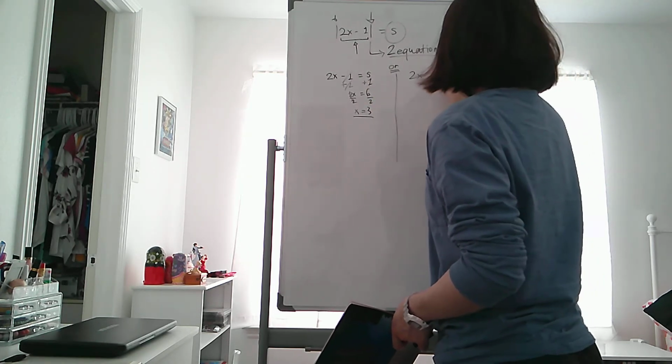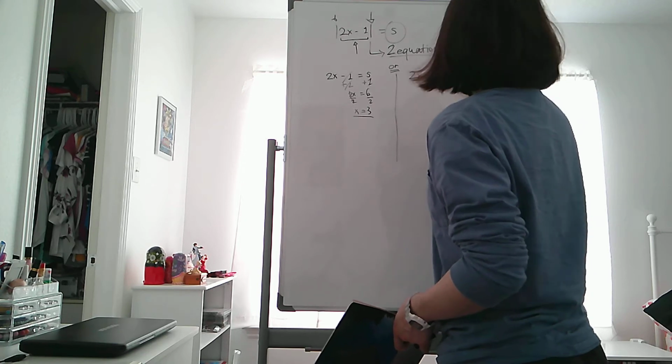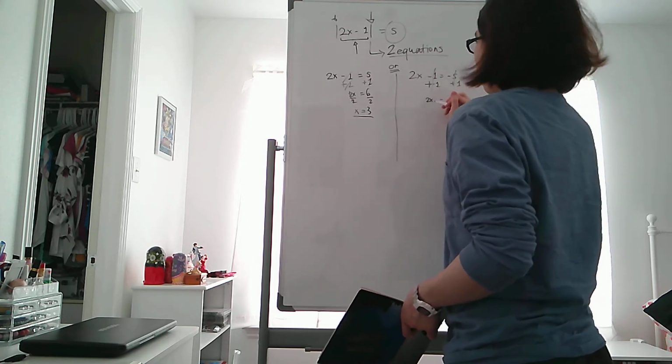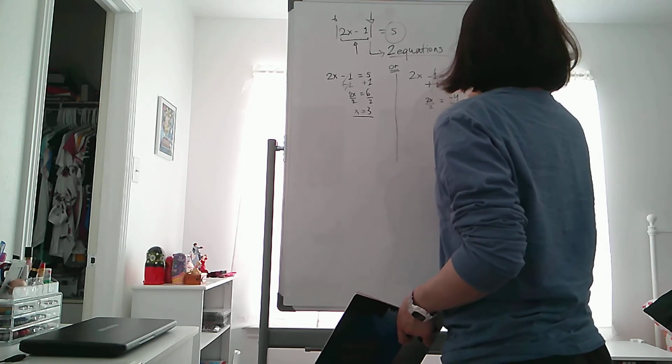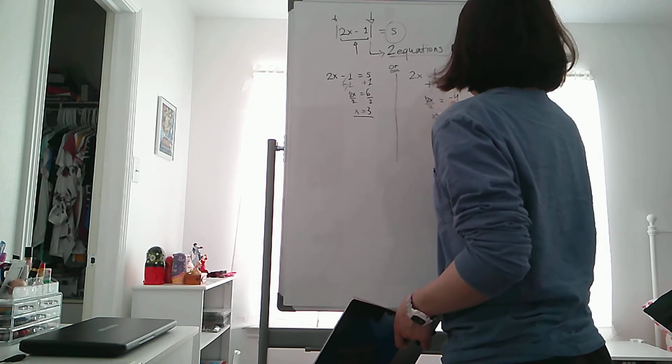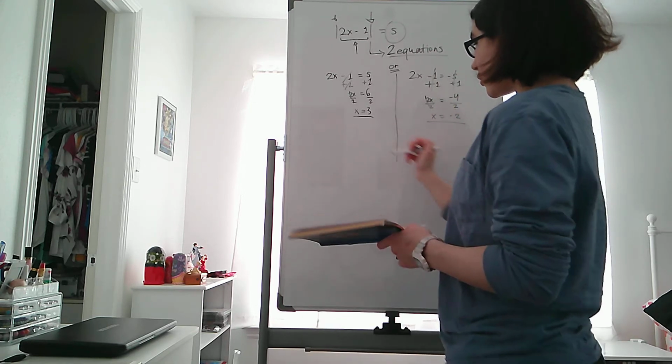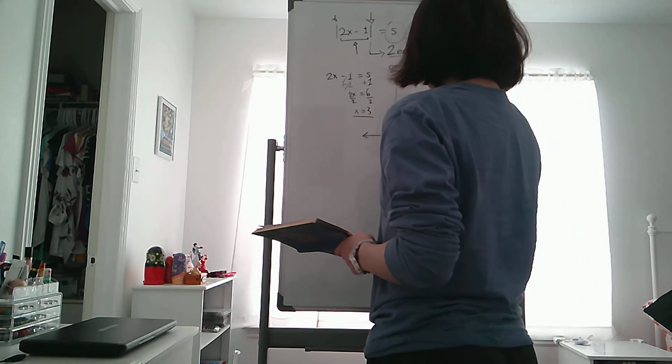Okay, now over here, same principle. We're going to add 1 to both sides. Okay, 2x equals -4. Divide by 2, and that means x equals -2. All right? So now you have two solutions. So we could even go on a number line to graph these.